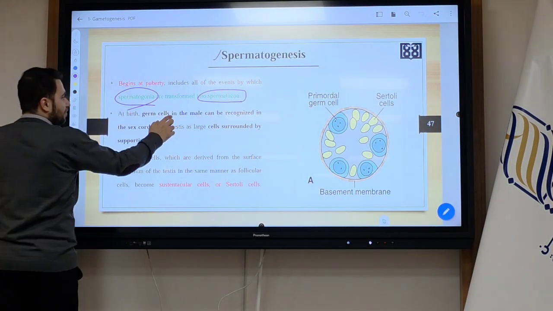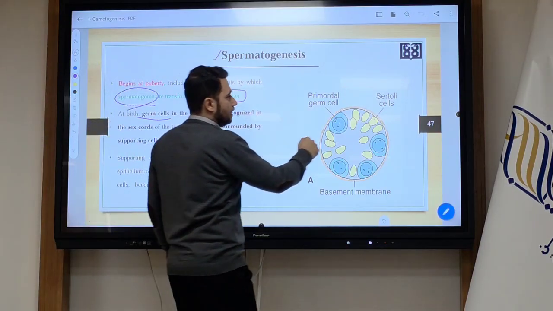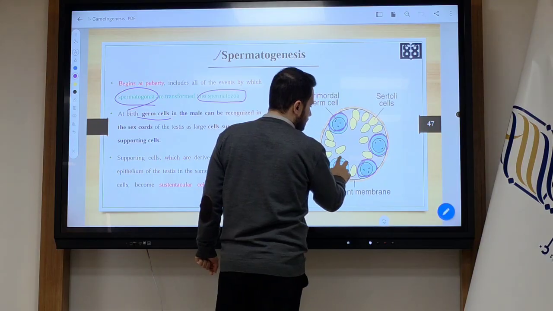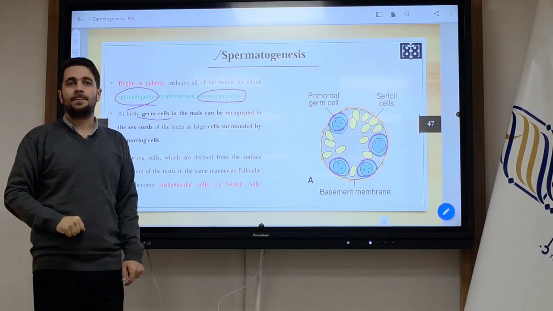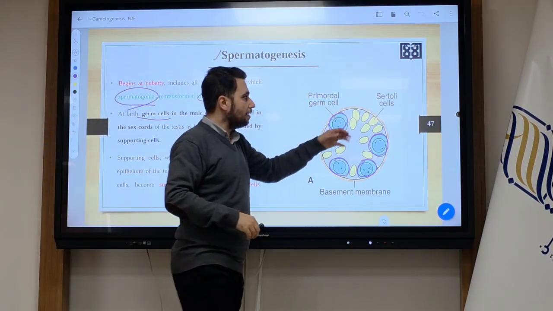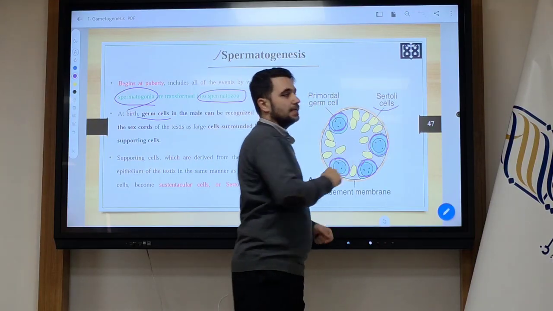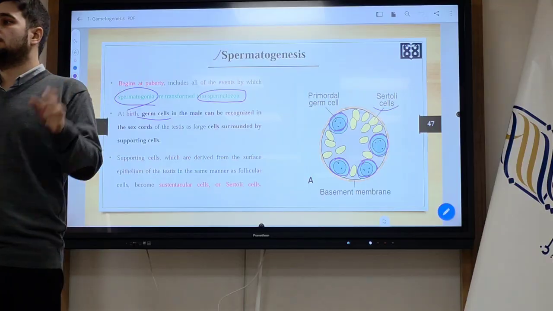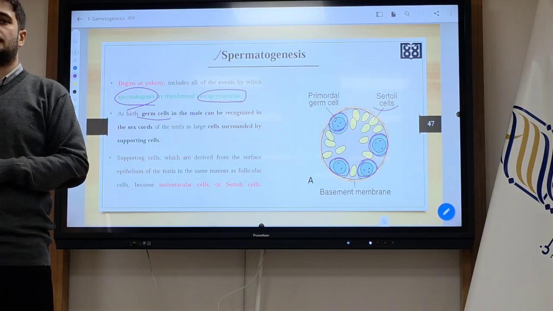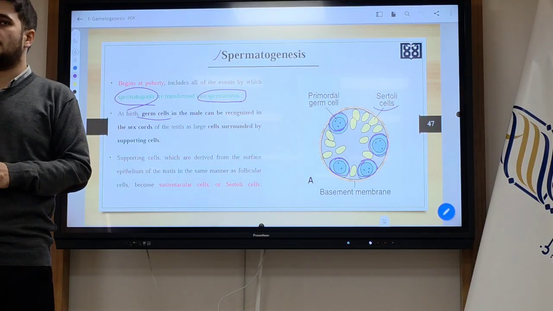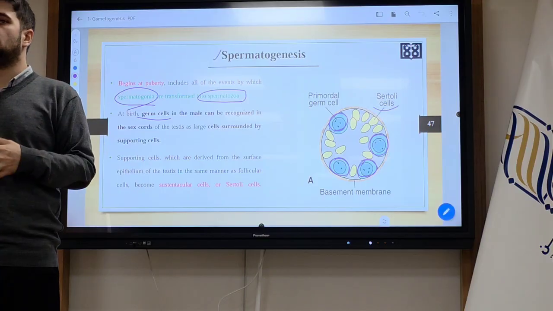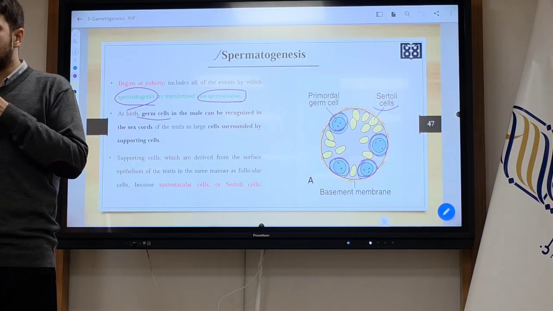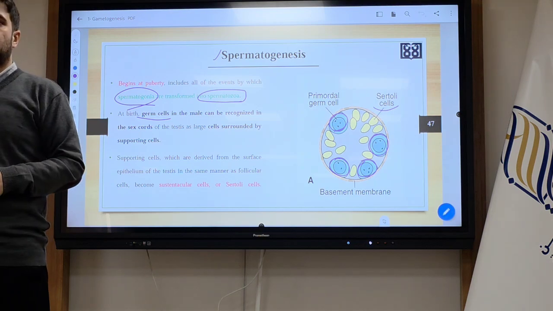Look at here. We have the germ cells here, these ones, primordial germ cells. And between them, we have a cell we call Sertoli cells. Yes, supporting from different aspects: nutrition and phagocytosis, I will tell you how it can happen. So the Sertoli cells are the supporting cells.